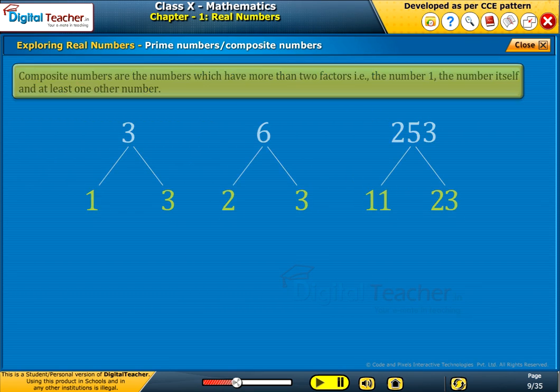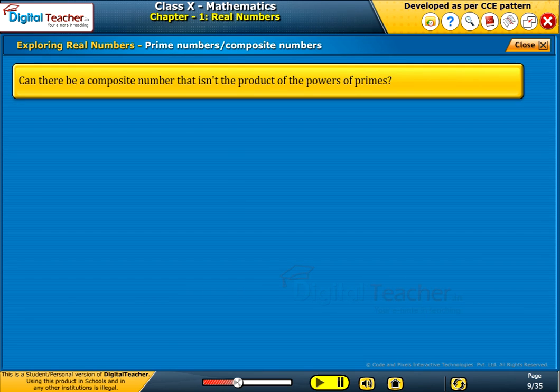Can there be a composite number that isn't the product of the powers of primes? For this, let us take an example of factorizing a large natural number, 163800. Let us use the factor tree that is well familiar to all. Now, let us have a look at some of the natural numbers. 163800 can be written as 2 into 81900. And 81900 can be written as 2 into 40950.